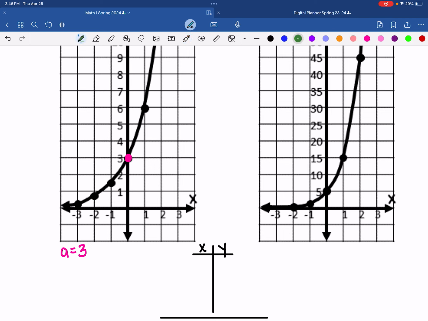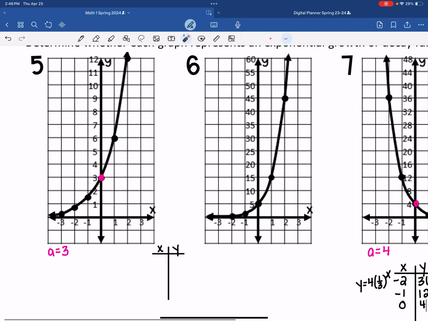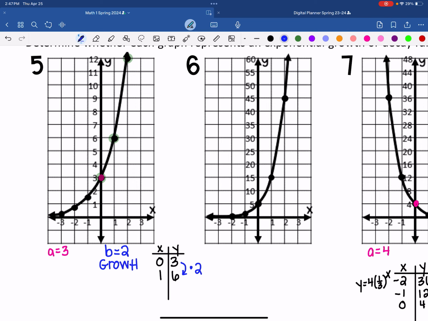So we're going to start off going from left to right. So we always want to go from the left side to the right side in order. Okay? So at 1, we have 6, and at 2, we have 12. So we have 0, 3, and we have 1, 6. And honestly, we only need 2 points. So I can essentially say, okay, to get from 3 to 6, we're multiplying by 2. So my B value is 2, which is going to be growth. And we can see that this is J-shaped, so it is growth.